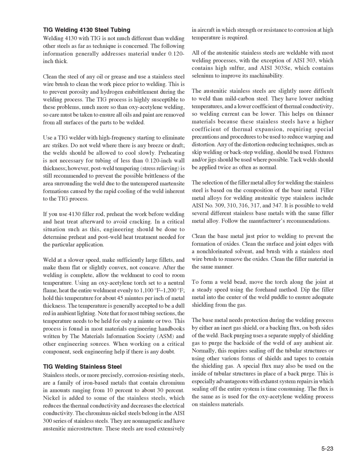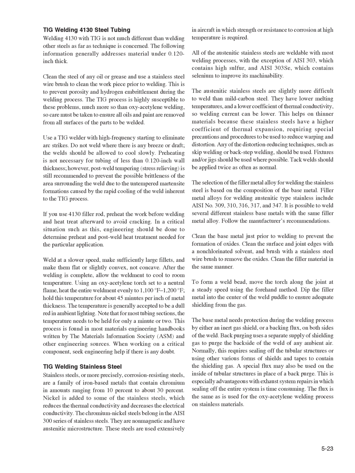All of the austenitic stainless steels are weldable with most welding processes, with the exception of 303, which contains high sulfur, and 303Se, which contains selenium to improve its machinability. The austenitic stainless steels are slightly more difficult to weld than mild carbon steel. They have lower melting temperatures and a lower coefficient of thermal conductivity, so welding current can be lower. This helps on thinner materials because these stainless steels have a higher coefficient of thermal expansion, requiring special precautions and procedures to be used to reduce warping and distortion.